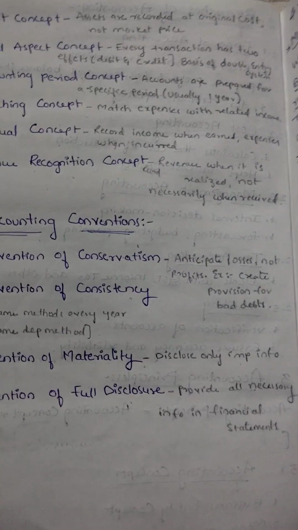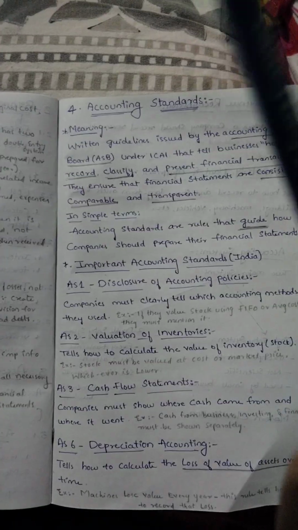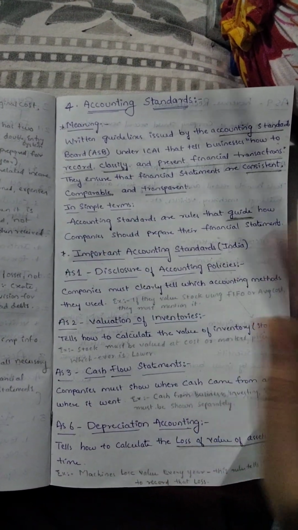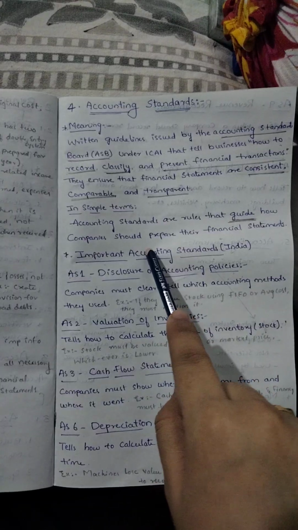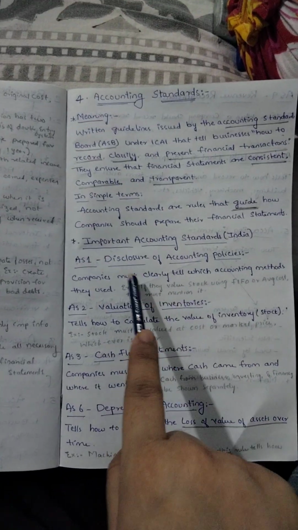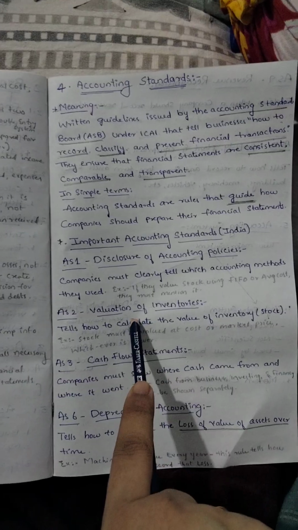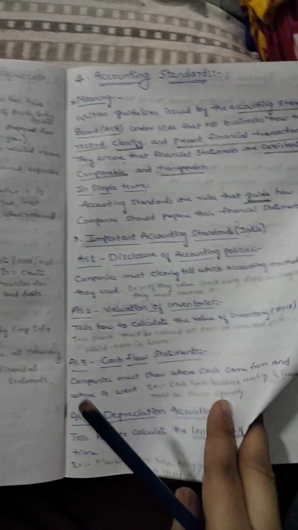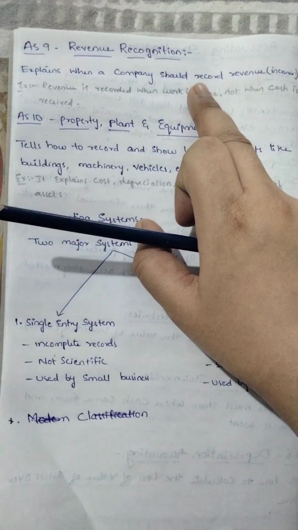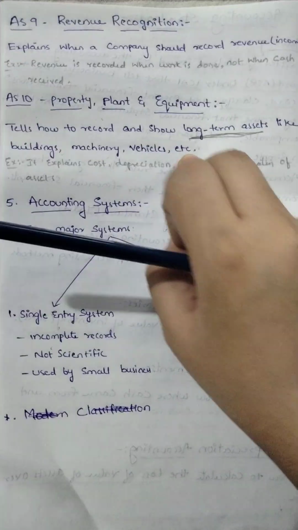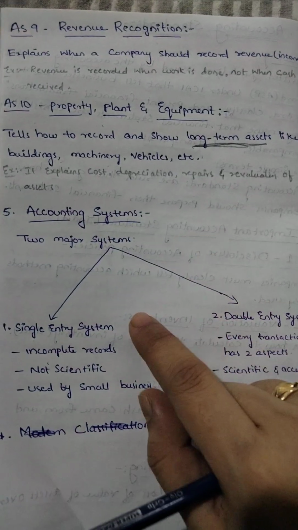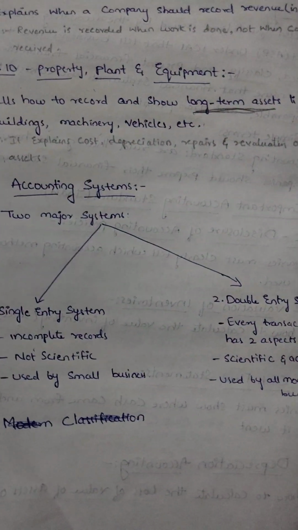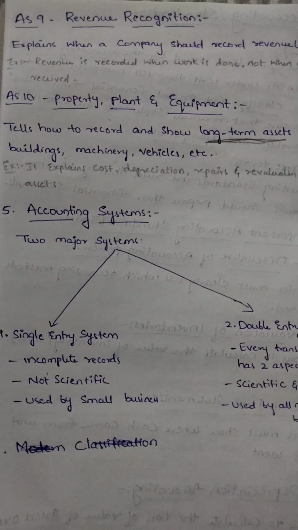Okay, that's all. Today we learned what accounting standards are, their meaning, and the importance of accounting standards. In the importance of accounting standards, that included disclosure of accounting policy, valuation of inventories, cash flow statement, depreciation accounting, revenue recognition, property, plant and equipment with examples, and then accounting system, that is single entry and double entry. So yeah, that's all for today's class.